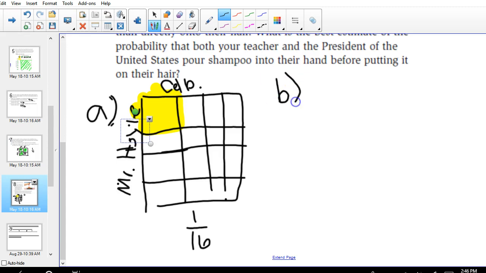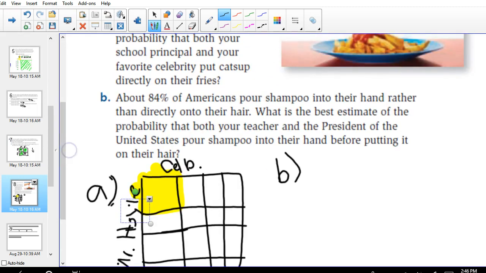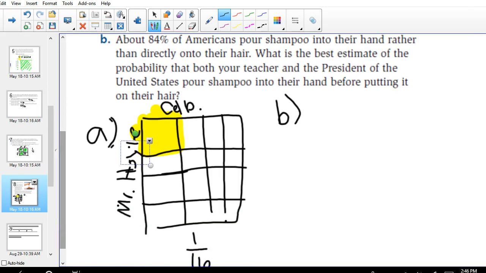Let's look at B. Okay. So for B, this one's a little harder to draw because it says 84% of Americans pour shampoo into their hand rather than directly onto their hair. What is the best estimate of the probability that both your teacher and the President of the United States pour shampoo into their hand before putting it on their hair? This problem was made long before Donald Trump was president. It's a little bit funnier with him being president.